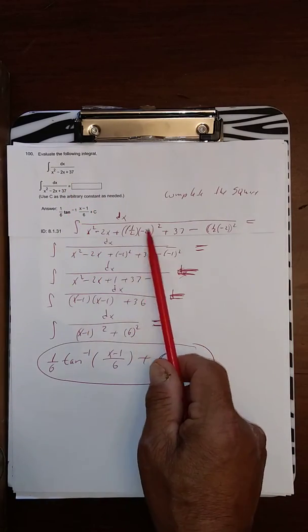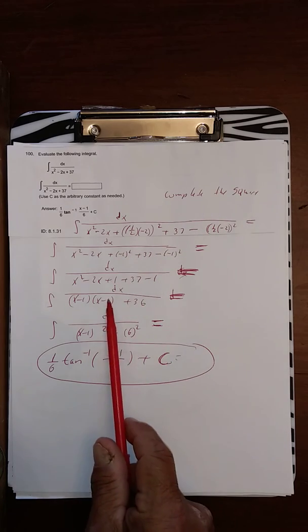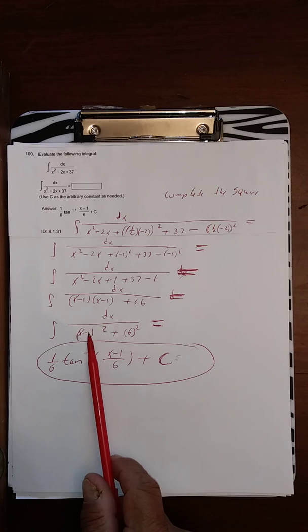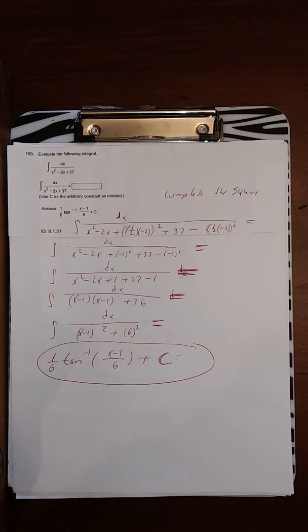Complete the square, half the number squared, negative 1 squared is 1, plus 1 minus 1. This is going to be x minus 1 squared, 6 times 6 is 36, and then we can use that tangent inverse formula.